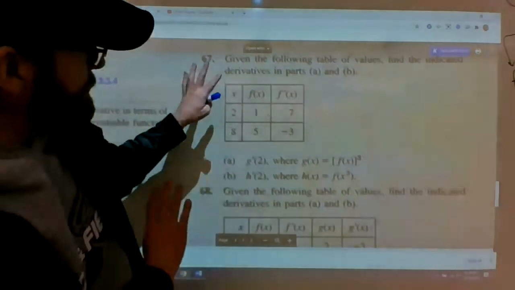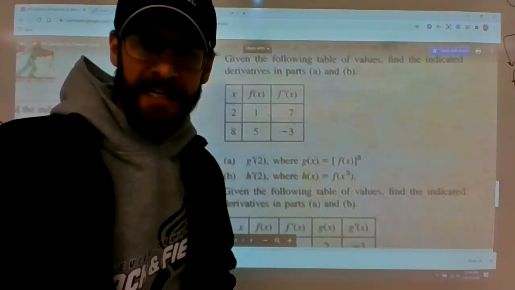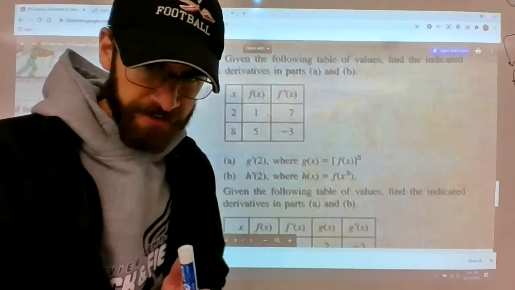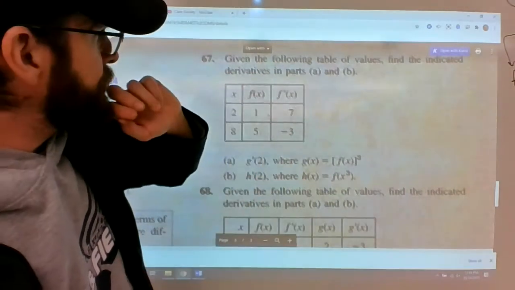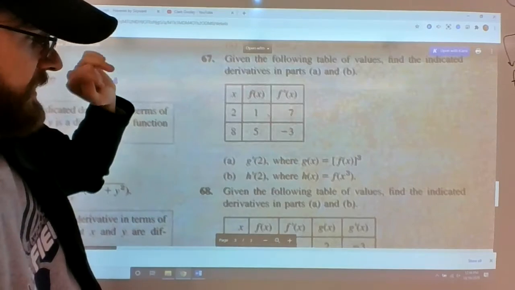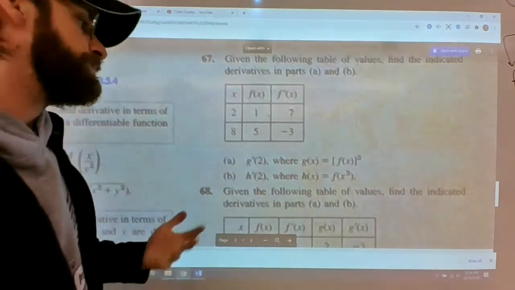All right, sorry. The picture on this is slightly blurry. I'm not the greatest photographer. Please forgive me. Given the following table of values, find the indicated derivatives in part A and B.